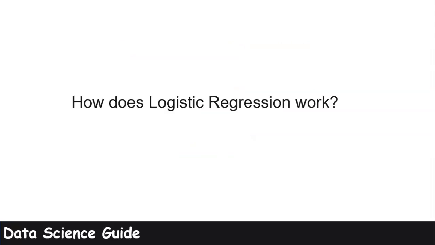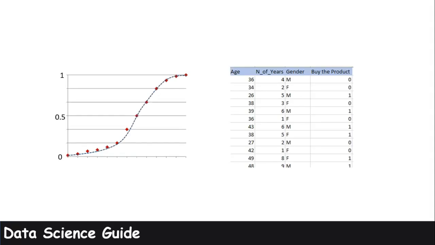How does logistic regression work? Let's have a look at this example to understand how the logistic regression works. Let's take the previous example that we talked about, observations about the customers of one of the companies that have the age, number of years as customers with the company, the gender, and if that customer bought or didn't buy the product. And let's try to take some of these values and fit them on the line here and see how the logistic regression will predict if that customer will buy or not buy.